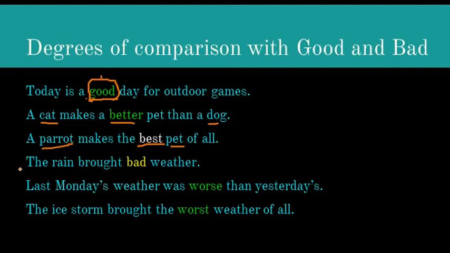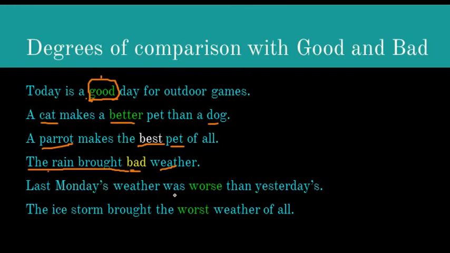Next example, the rain brought bad weather. In this sentence, speaker is using bad. Adjective bad is a positive form of comparison. When a speaker uses bad, it means he's not comparing two things or places. Speaker is describing one thing without comparing it with another.